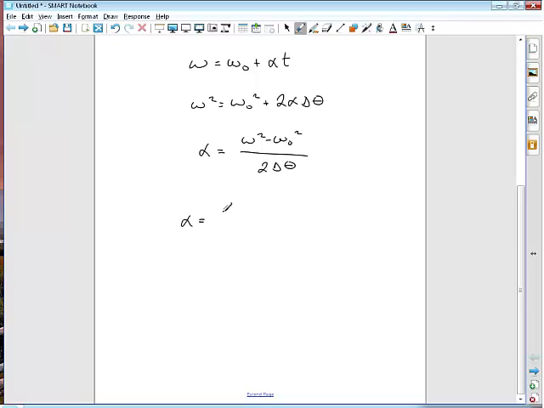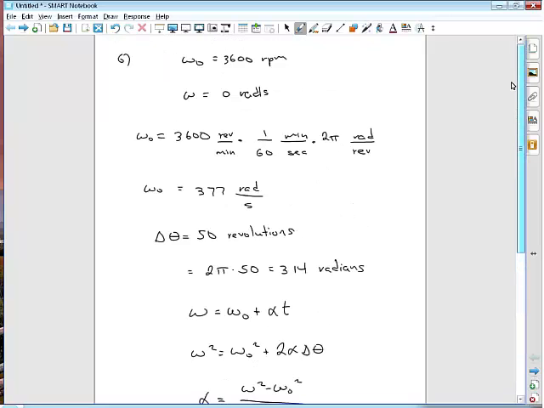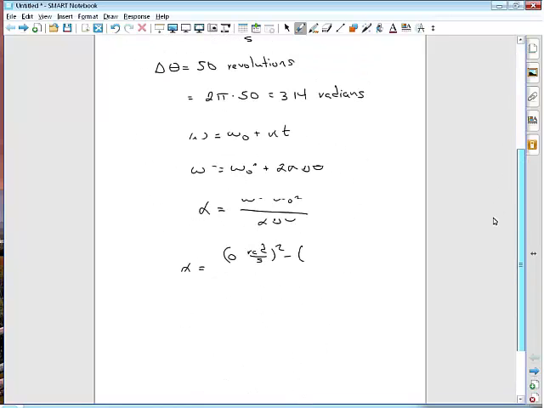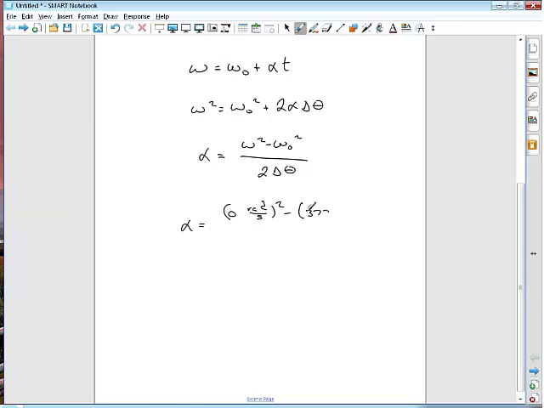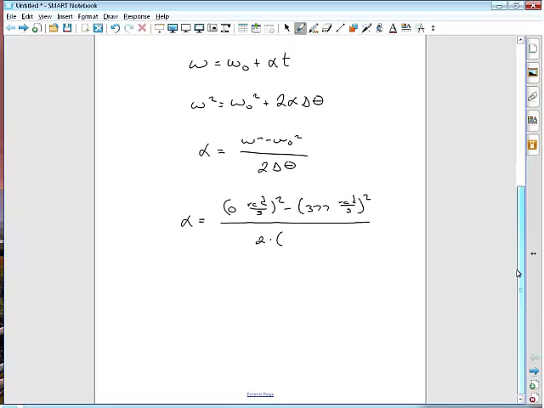So we just plug the numbers in. Omega is 0 radians per second, quantity squared, subtract omega 0, which, let's go back to the beginning, was 377. So 377 radians per second, quantity squared, divided by 2 times delta theta, and the change in theta was 314 radians.